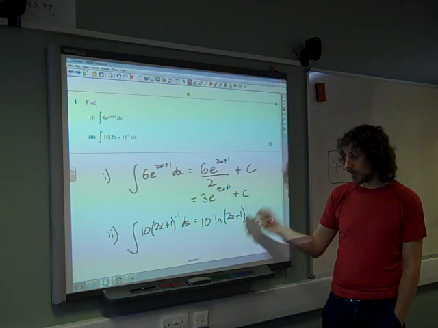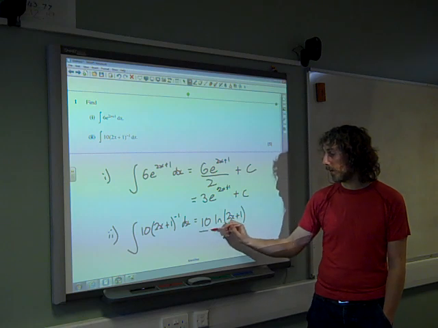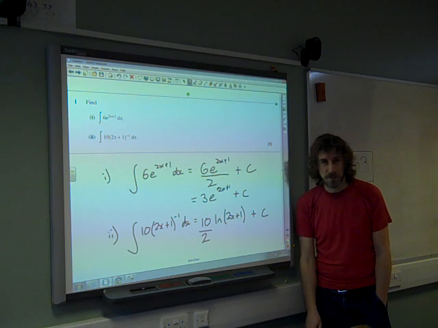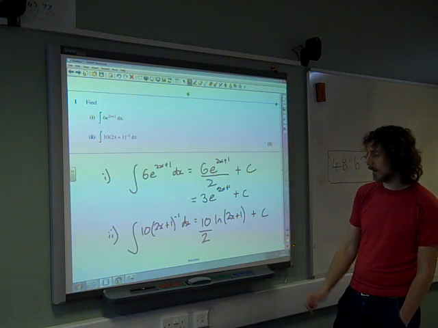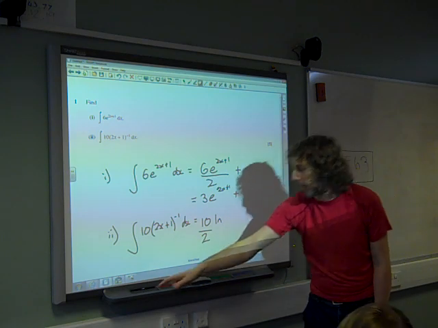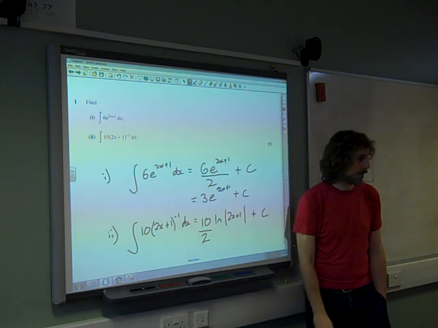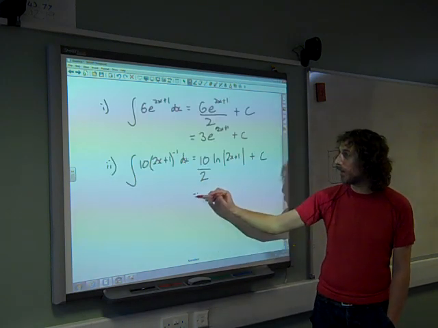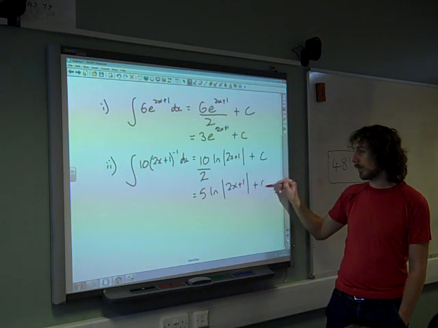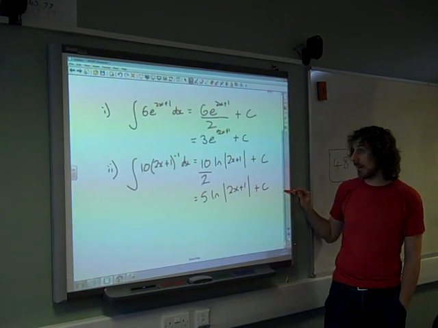But we've also got to divide by the coefficient of x, just like we did up here with 2x plus 1. So we're going to divide by 2. I'm going to put plus c. And it probably wouldn't matter, but we ought to have modulus signs in there, which I didn't write. And so we're going to end up with an answer of 5 natural log of the modulus of 2x plus 1 plus c. And there is a great 5 marks to start off this exam paper.